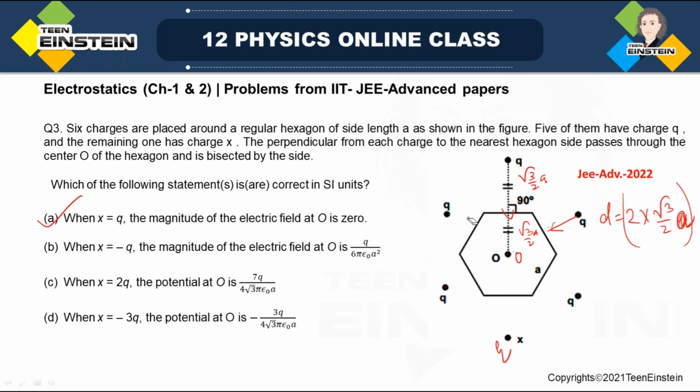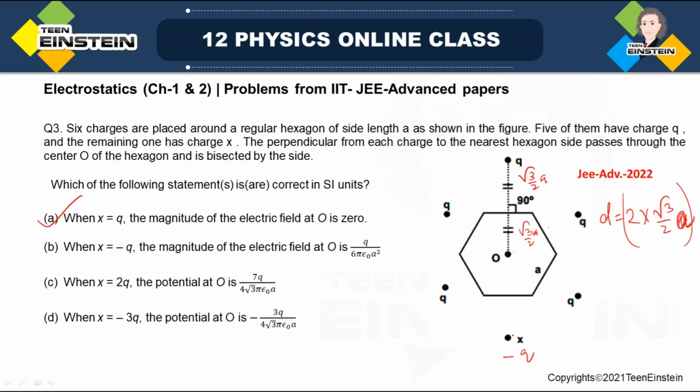Okay, so the electric field will be 0 if I place charge plus Q at this point X. Now the second case: if the charge at X is minus Q, then what will be the electric field? This is very interesting.